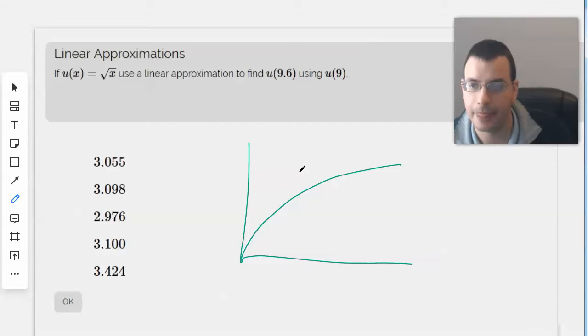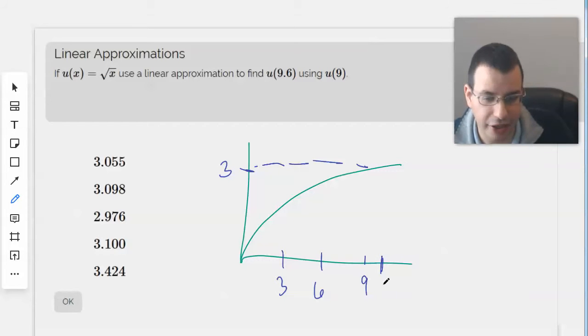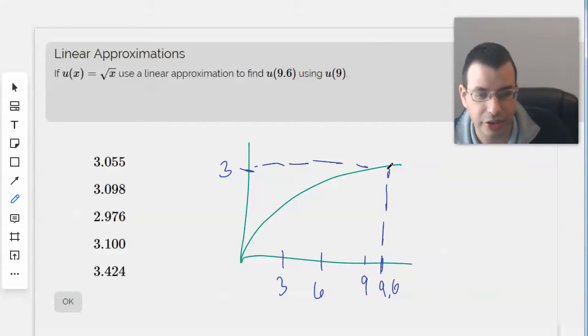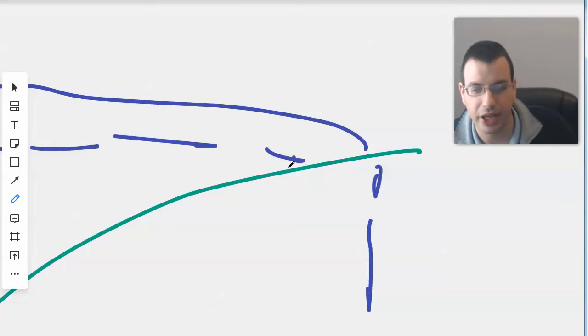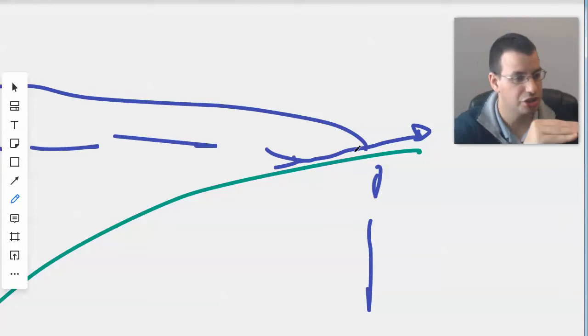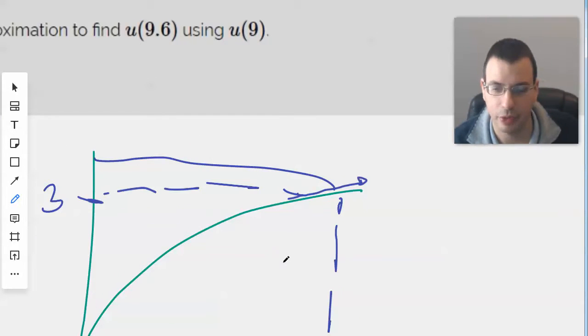Okay. And we're told to find 1, 2, 3, 3, 6, 9. This will be 3. And so we want to find the value of 9.6. I wonder how far I can zoom in. Whoop, zoom. And the idea is we'll use a linear approximation. So I think this thing keeps getting shallower and shallower. Like the graph is concave down. So we'll probably overestimate what it actually is.